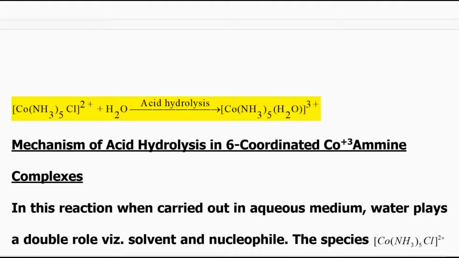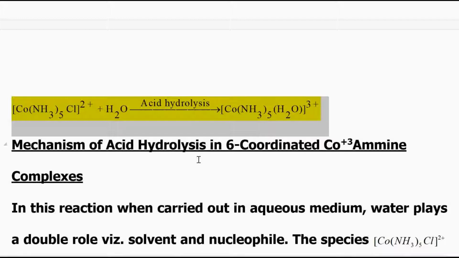An equation corresponding to acid hydrolysis with the same substrate can be like this: Co(NH3)5Cl 2 plus plus H2O. Acid hydrolysis, here we mean that the pH is less than 3 and the chloro ligand is replaced by H2O. So these are the definitions of base hydrolysis and acid hydrolysis.